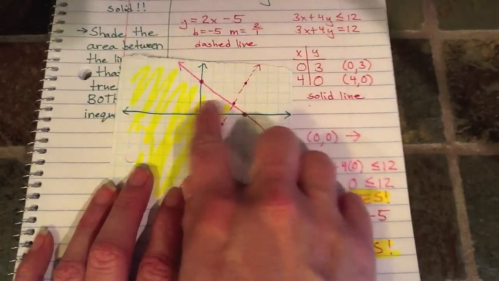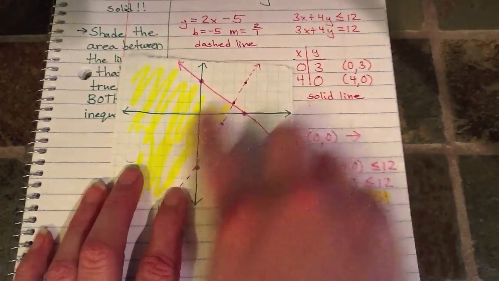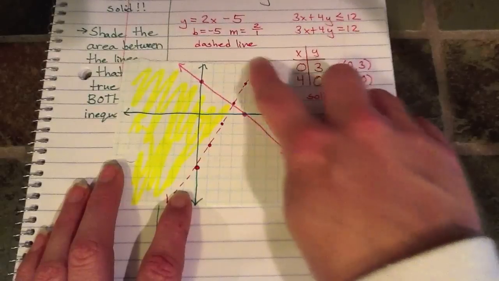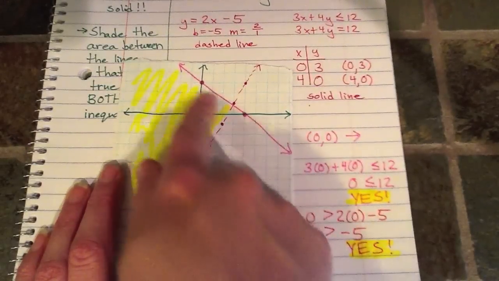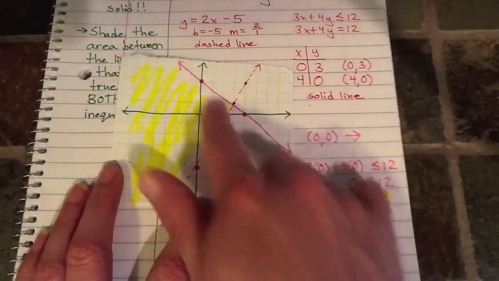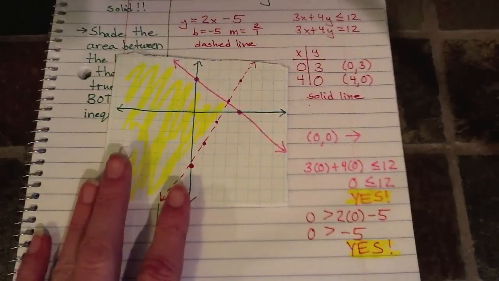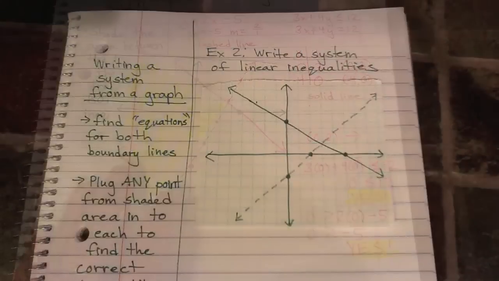This is my true side, this is my completely not true side. This one, everything here is going to work for that dashed line. This one, everything here is going to work for that solid line, but this is the overlapping part that works for both. And if you need more explanation on that, let me know tomorrow.